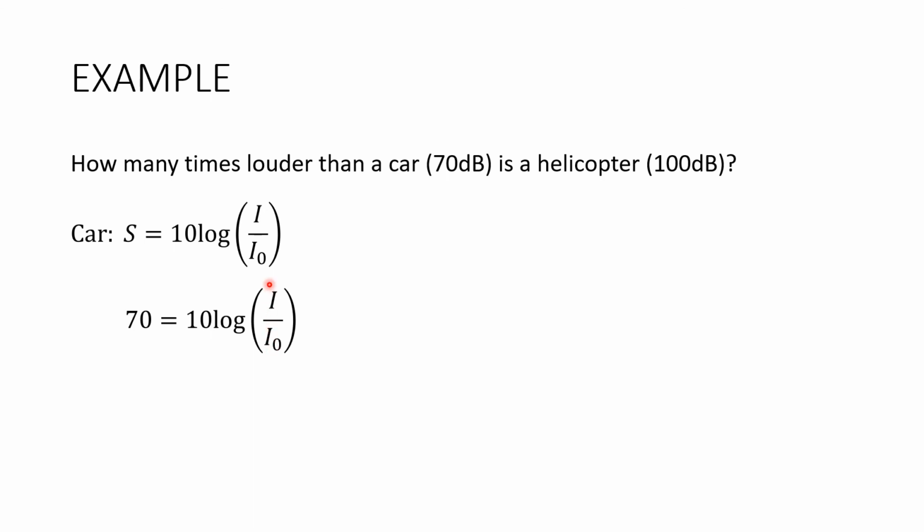So what we want to do is make this the subject. So we're going to divide both sides by 10 and now turn it into index form. So 10 to the power of 7 is equal to I over I0. Okay, so that means that a car is 10 to the power of 7 times louder than the threshold of hearing, so the minimum sound audible to humans.